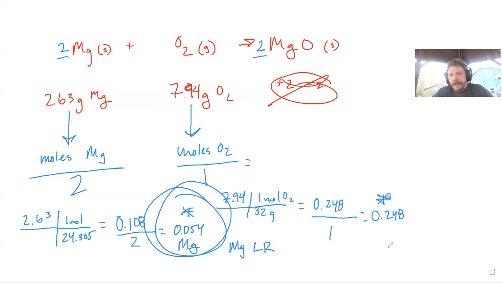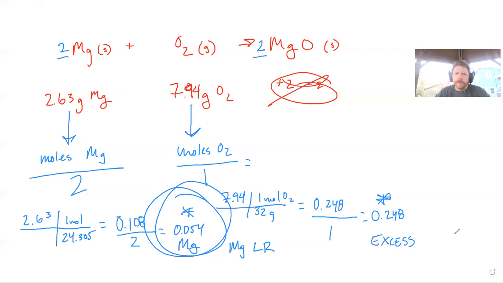And what that means is that my O2 is in excess. Okay, so this question has multiple parts to it. Now, one part was balance our chemical reaction. Done. The next part was identify our limiting reactant. Done.